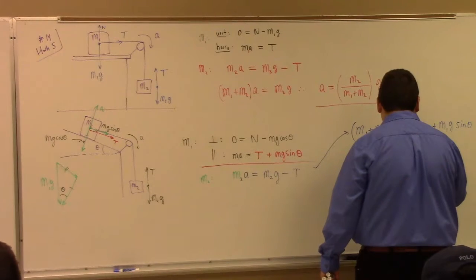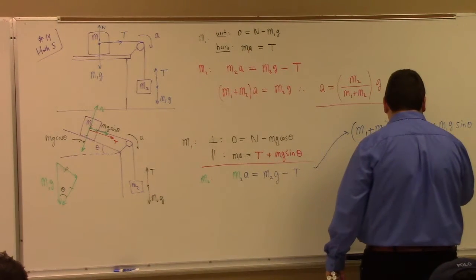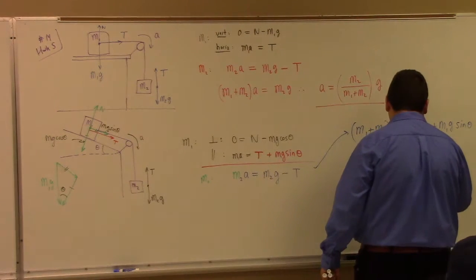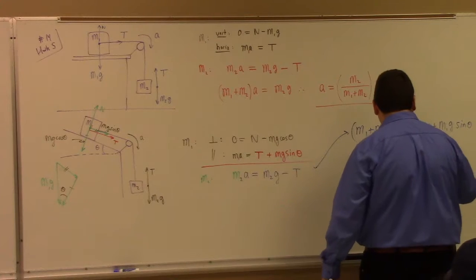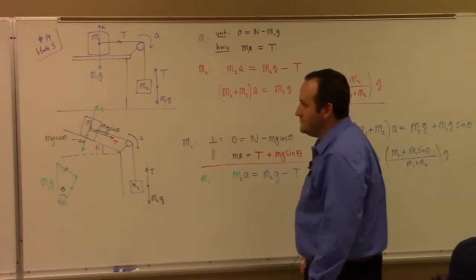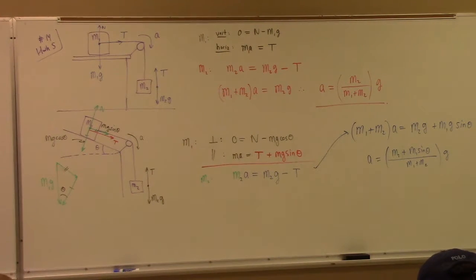Acceleration then. I'm going to factor out the g. We got m2 plus m1 sine theta, all divided by m1 plus m2, times g. This is still not really that homework problem I started with. These are examples like that, though.